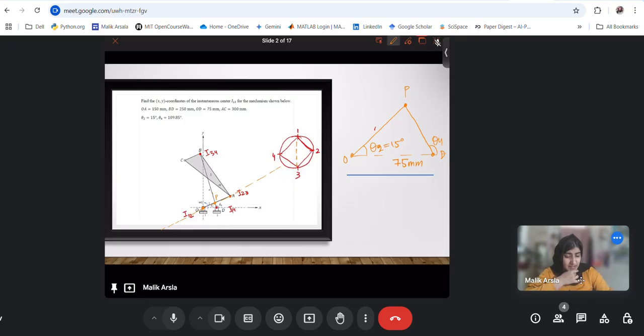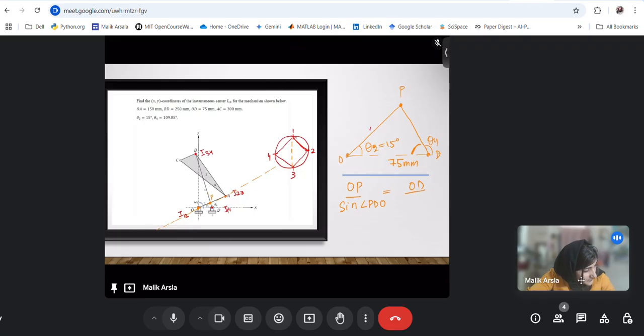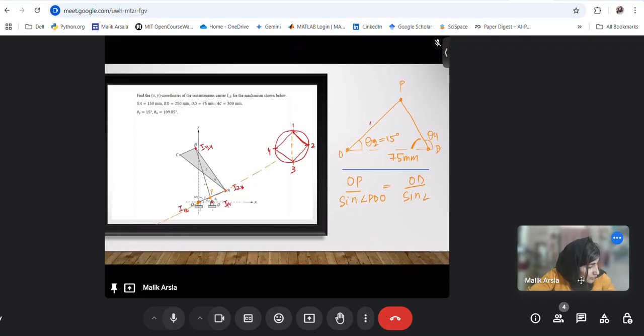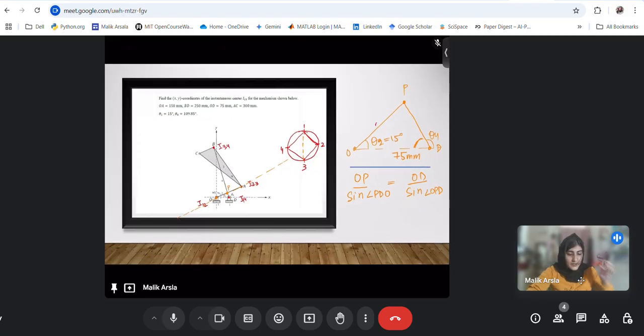Now to find OP, in this triangle we can apply the sine rule. So we can write it as OP upon sine of this angle, let me call it sine of angle PDO, right? OP upon sine of PDO is equal to OD, which is known to me, upon sine of angle OPD. This should be clear till here.